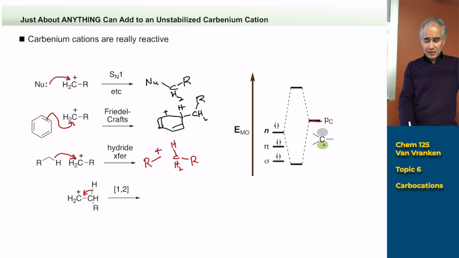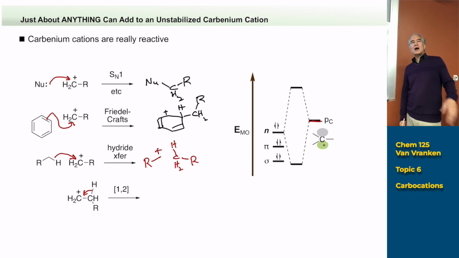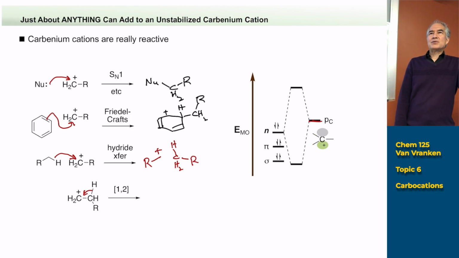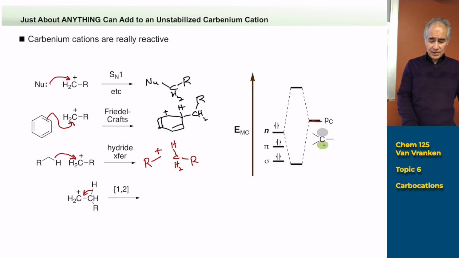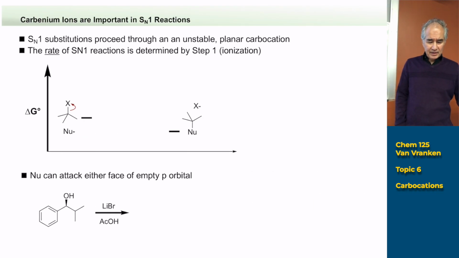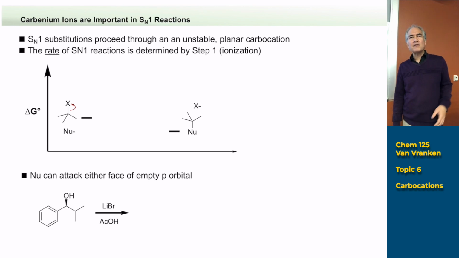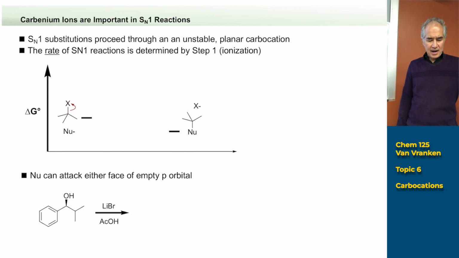Are we even going to be able to form a carbenium ion? Well, that depends on how stable it is. So we're going to spend quite a bit of time talking about how stable carbenium ions are and what determines whether you can form them. So I'm going to take you back to introductory organic chemistry, and let's think about the most common reaction involving a carbenium ion, which is an SN1 reaction.